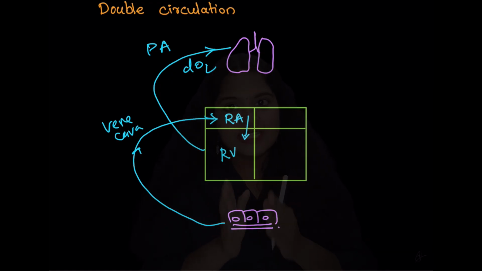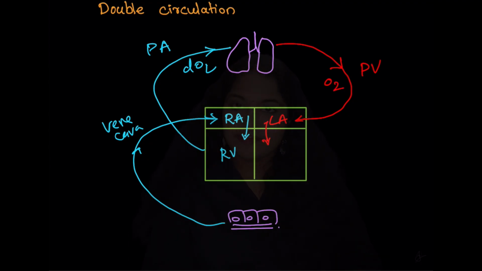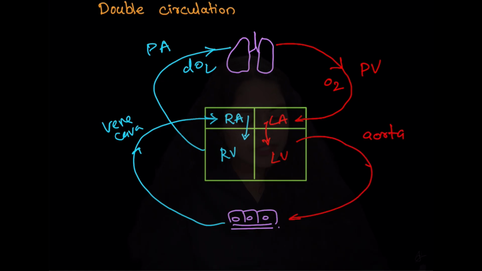So once the blood reaches the lungs, what will happen? It will get oxygenated and it is taken back into the heart, that is to the left atrium, by the pulmonary vein, and that is oxygenated blood. Now this oxygenated blood will move to the left ventricle, and from the left ventricle through the aorta, it is taken to different parts of the body. So this is what is called double circulation.